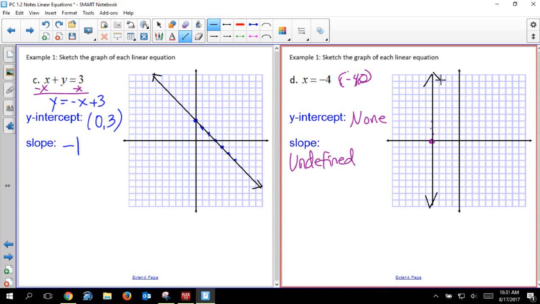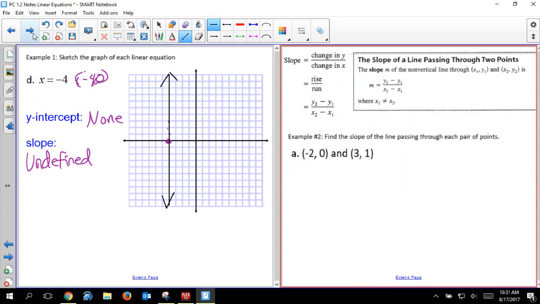Okay, next section. All right, so now we're going to talk about how you find slope, and there's one way that you could find slope. You could graph every single one of these and count rise over run, or you can use the formula. I'm going to use the formula method, but it's really up to you what you want to do. So I'm going to use the formula as given right here.